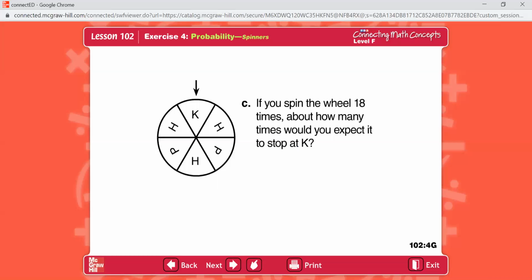Continue when you're ready. Set up the equation. Here's what you should have. Now pause the video again to solve. If you spin the wheel 18 times, the expected number for stopping at K would be 3. Now please find part 2 in your textbook.